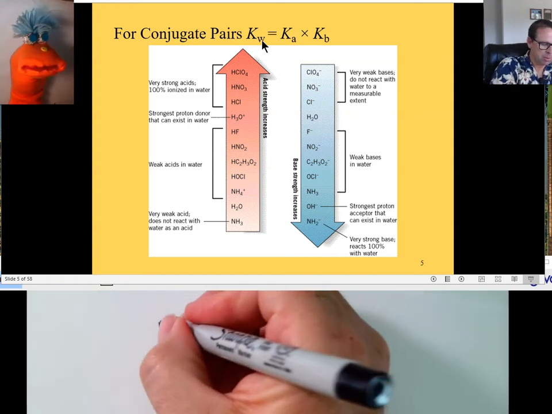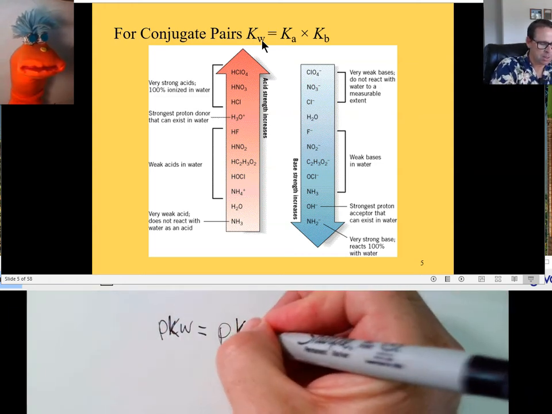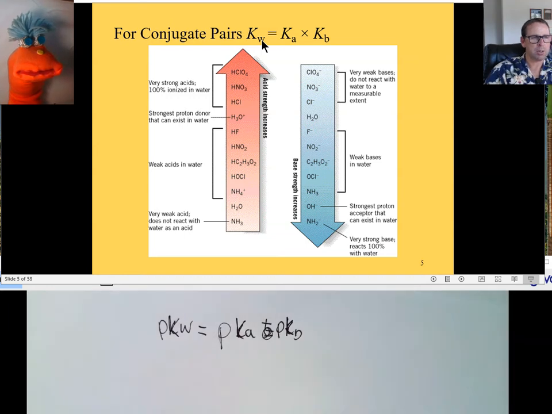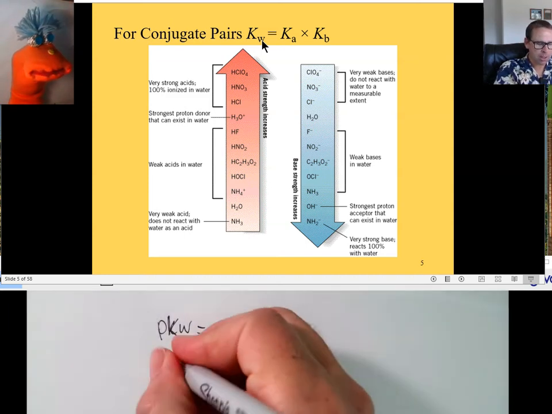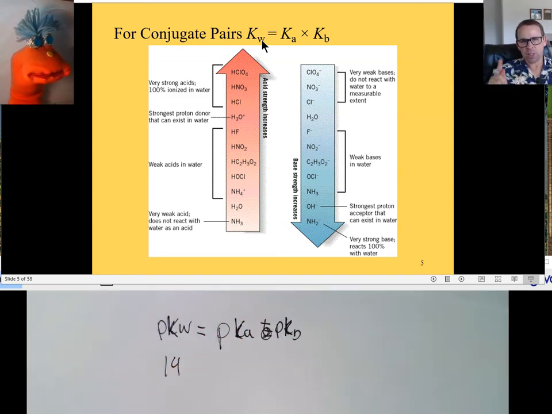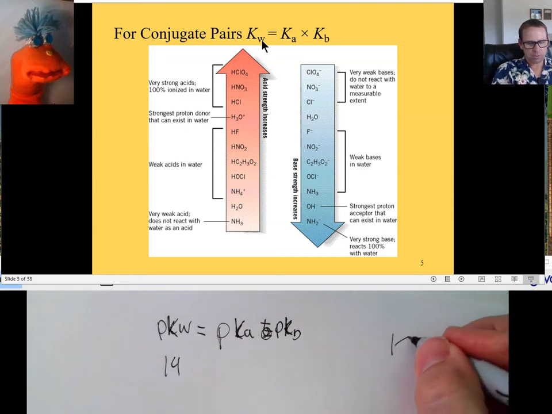Do you remember, got to make sure these are all big Ks. Do you remember what pKw is? Let's see, pOH plus pH equals pKw. So pKw must be 14. That's right, it's 14.